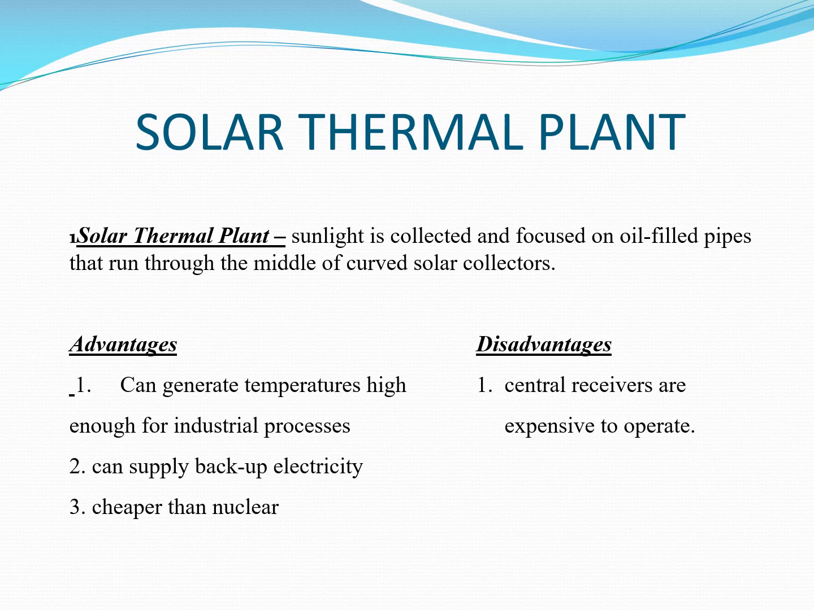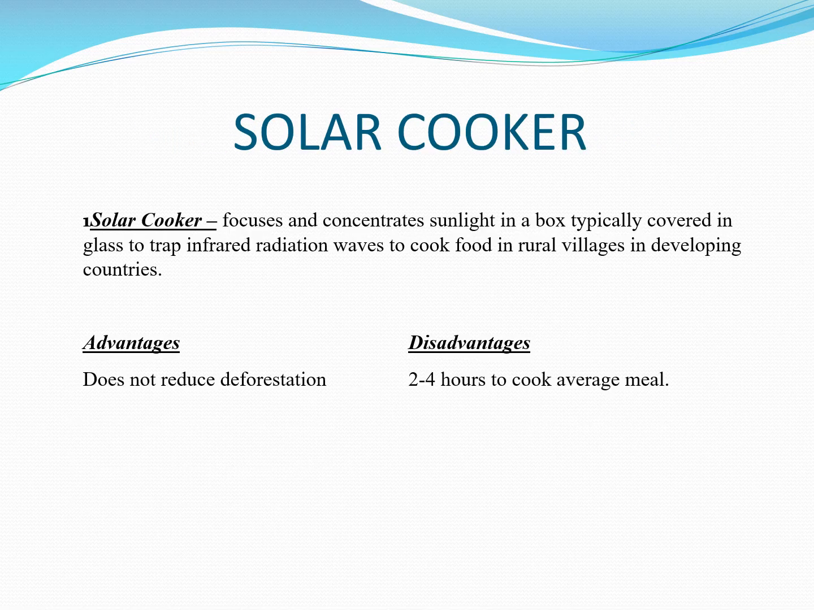Our next type is the solar thermal plant. The sunlight is collected and focused on oil-filled pipes that run through the middle of curved solar collectors. The main advantages are that it can generate temperatures high enough for industrial processes, it can also supply backup electricity, and it is cheaper than nuclear energy. The main disadvantage is that the central receivers are too expensive to operate.